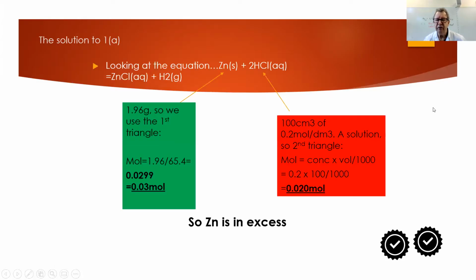When you think about it, if you've only just started really getting to grips with moles, this is quite a hard question. And lots of people won't be getting it right. So it's good that you're getting it right.